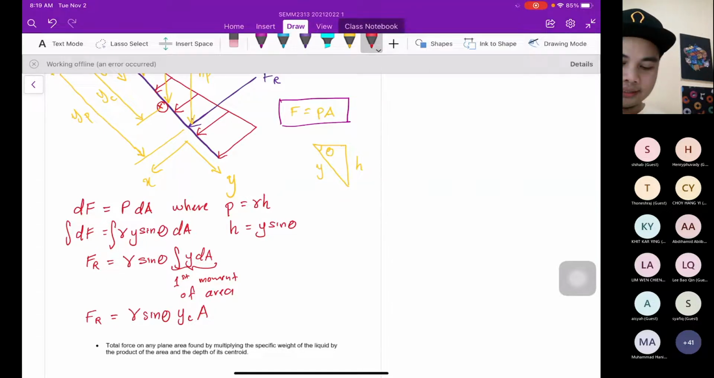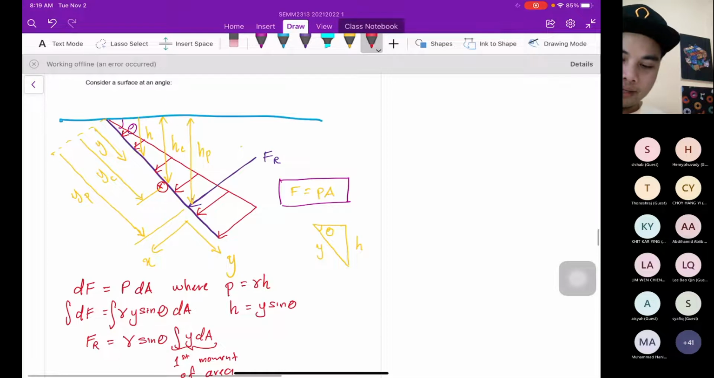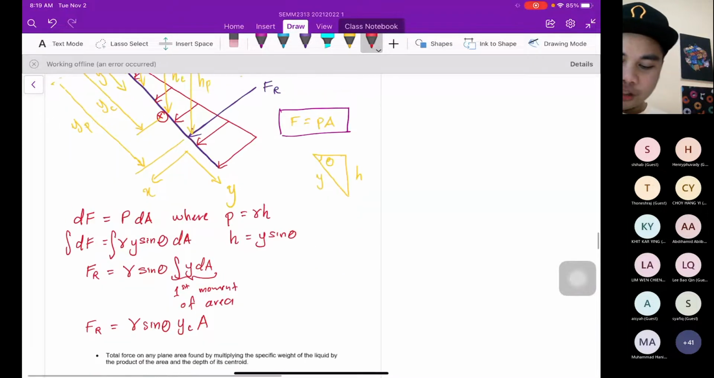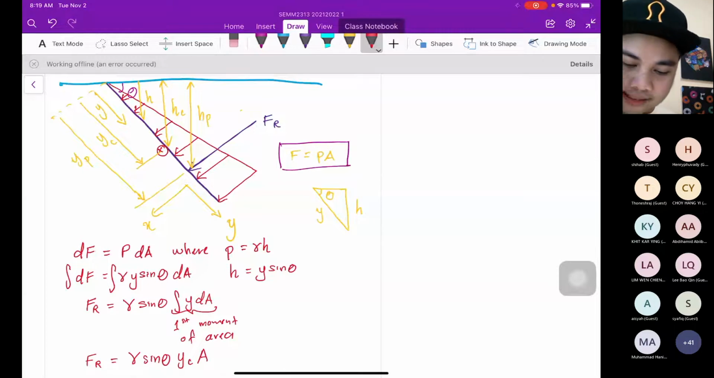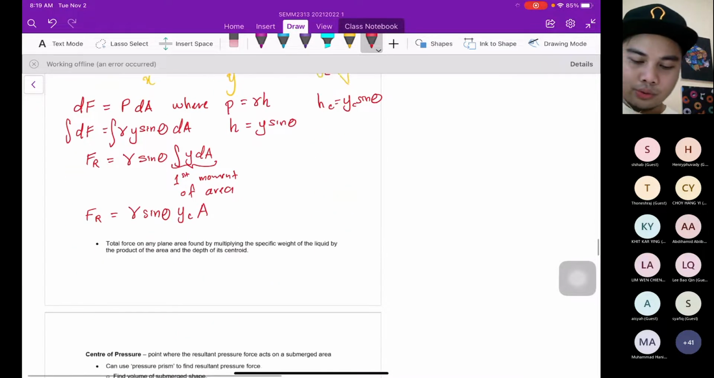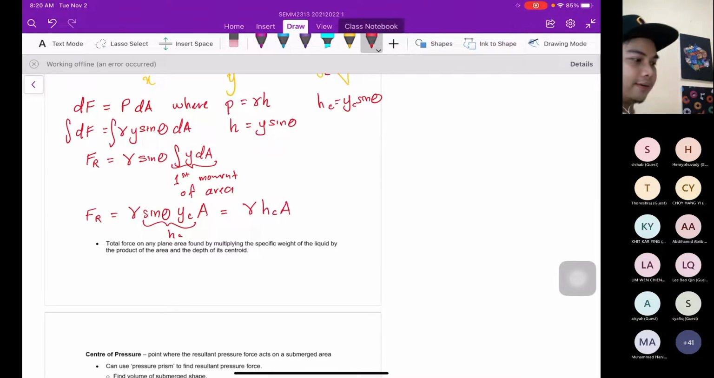Since this is YC, again, in order to translate into h, we know that if this is HC and this is YC, it is the same: HC equals YC sine theta. So I want to replace YC sine theta here with HC. So FR is basically equal to gamma HC A. Right, that is the final equation. Okay, so far clear everyone?